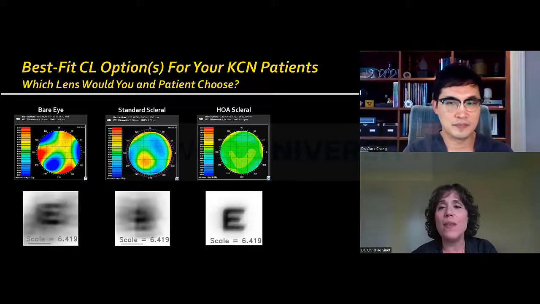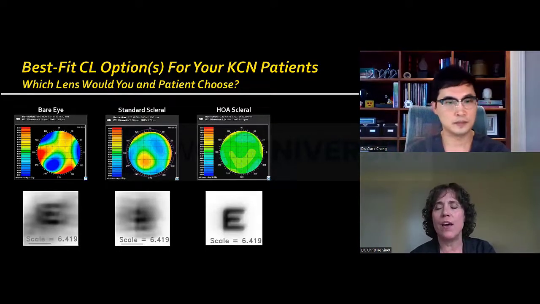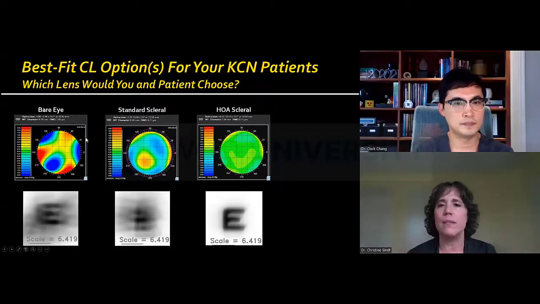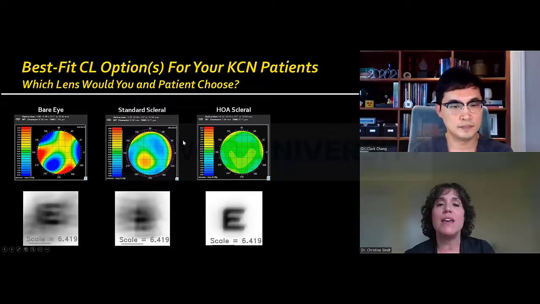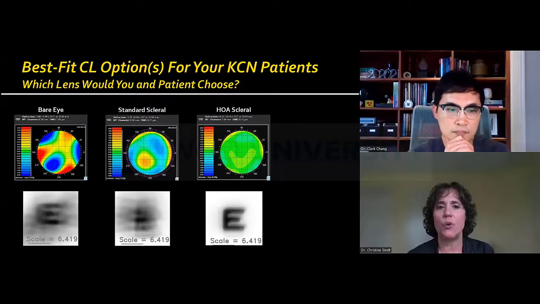One of the things I want to point out here is his bare eye on the left. You can see there's a lot of coma there. There's a lot of trefoil, and it created this visual E simulated below that. When I put a standard scleral lens on the eye, so this is a lower order aberration lens, a sphere scleral lens, this patient, my son, actually was more complaining of some of these HOAs.